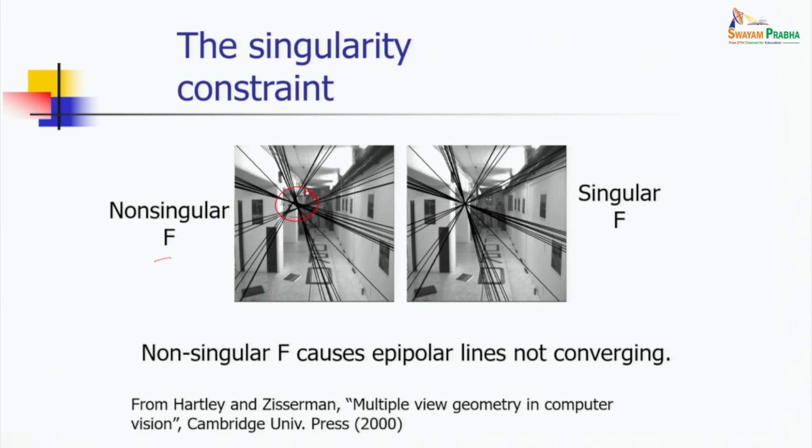But when it is singular, then epipoles are very well defined, precise. That's the singularity of the epipole, because at the epipole you cannot form an epipolar line. So when it is singular, all of them are converging. This is a very interesting result, shown in this particular book of Hartley and Zisserman.